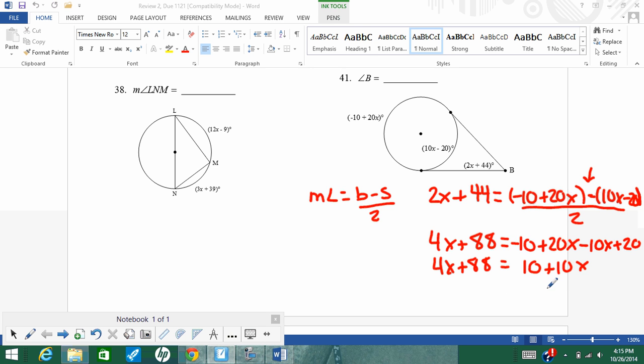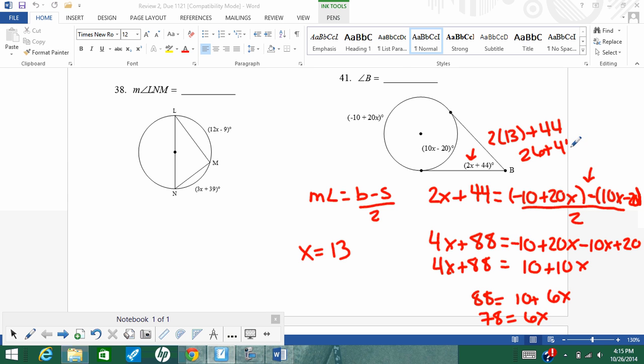I'm going to subtract 4x on both sides and get 6x here. Subtract 10. And I divide by 6, and I get that x is 13. And I wanted the measure of angle B, so I'm going to go ahead and plug back in for x here. 2 times 13 plus 44. 26 plus 44. Angle B is 70 degrees.